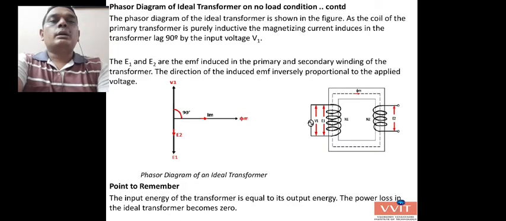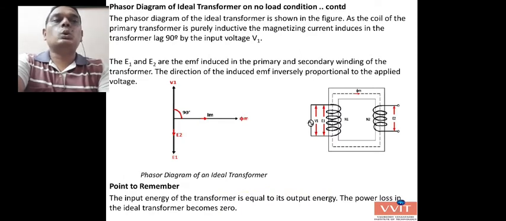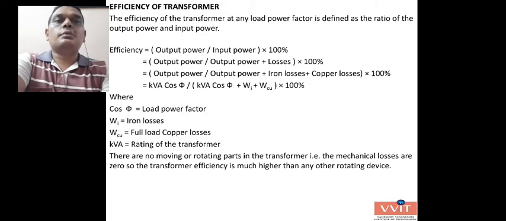Points to be remembered: the input energy of the transformer is equal to the output energy. The power loss in an ideal transformer is zero, which means no losses exist. Next, the efficiency of the transformer.